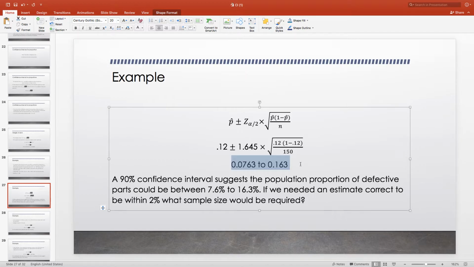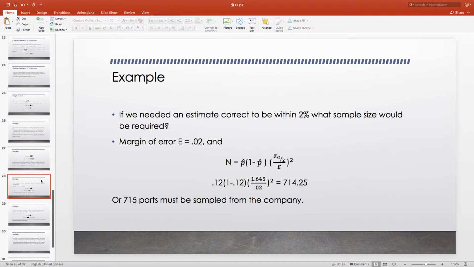So you can see that there's a margin of error, and it's rather sizable. The company might like a better estimate of the proportion of defectives. So what if they wanted it to be within 2%? Here we need to convert 2% into 0.02. How many parts should be sampled? How many observations would be required, or what sample size?